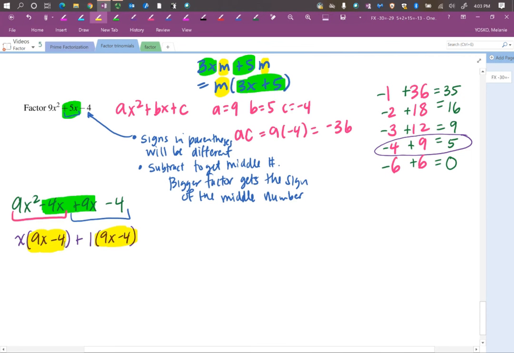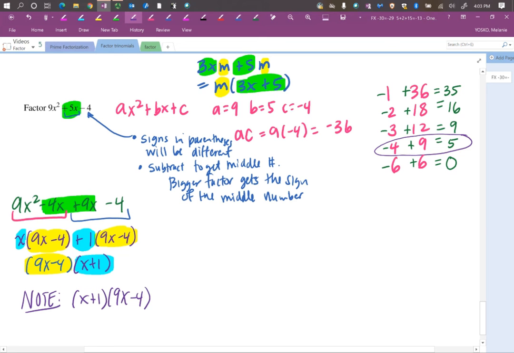Okay, now we have a 9x minus 4. Same thing in the back set of parentheses. So we're going to rewrite that. We're going to factor that out. Okay, and then we use the pieces that are remaining, x plus 1, and that goes in the second set of parentheses. Now keep in mind that x plus 1 times 9x minus 4 is also a correct factorization if you had done it that way.